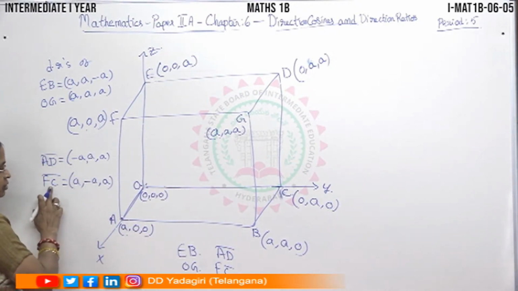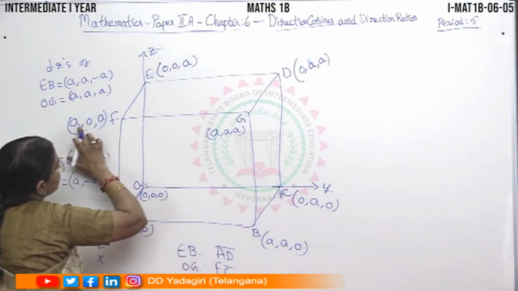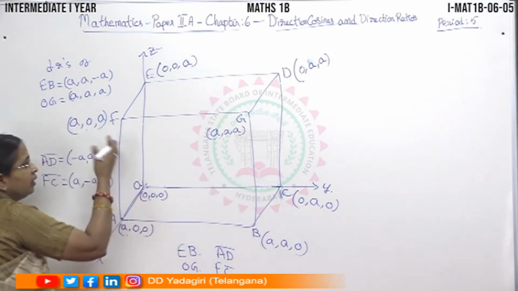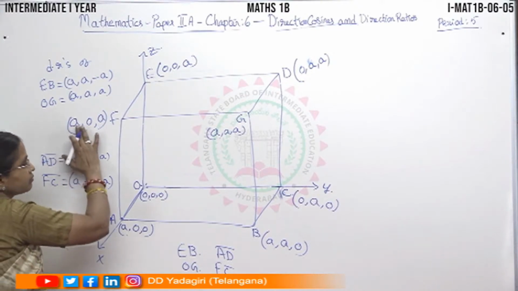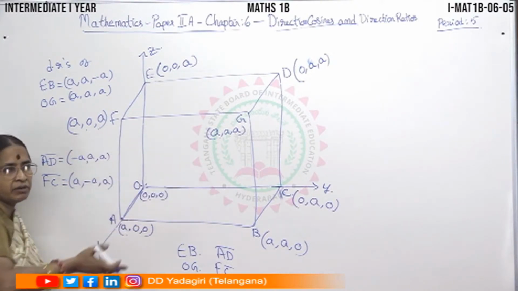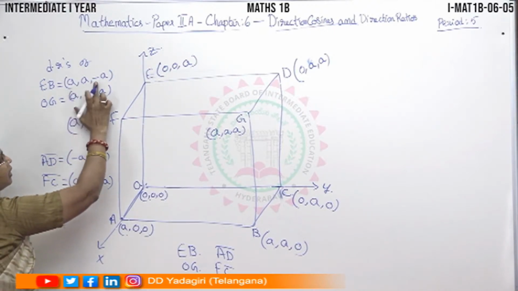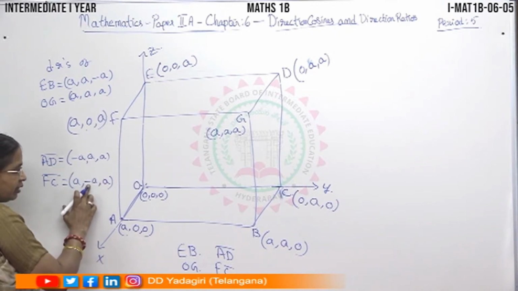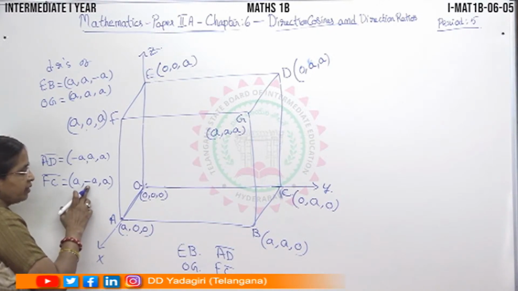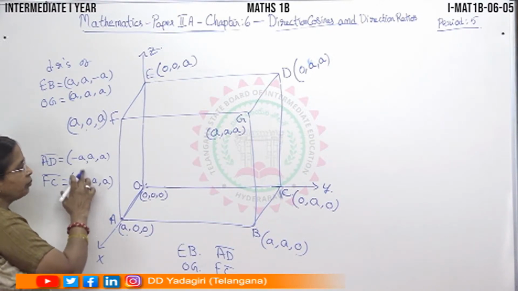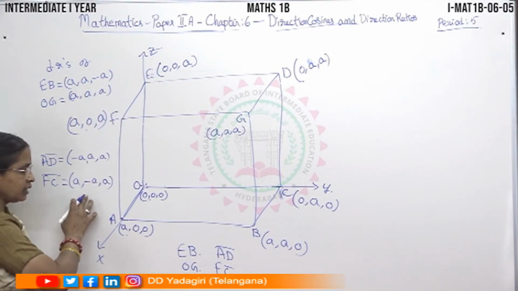Actually, you can also find the direction ratios of FC as C minus F. You can subtract and write x2 minus x1, y2 minus y1, z2 minus z1, or x1 minus x2, y1 minus y2, z1 minus z2. Anyway you can write. But it is better if you have one minus sign in all the direction ratios: one is negative, the other two are positive. Then it will be easy to solve the problem. So first write like this.